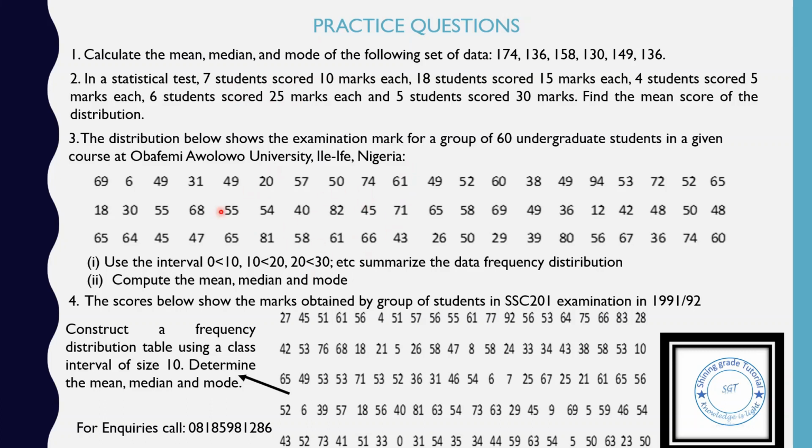So you are given the distribution here. You are asked to compute the mean, median, and mode. That means you need to form a frequency distribution and be able to get that. You have the scores shown below. You are asked to construct the frequency distribution table using a class interval of size 10, and determine the mean, median, and mode.